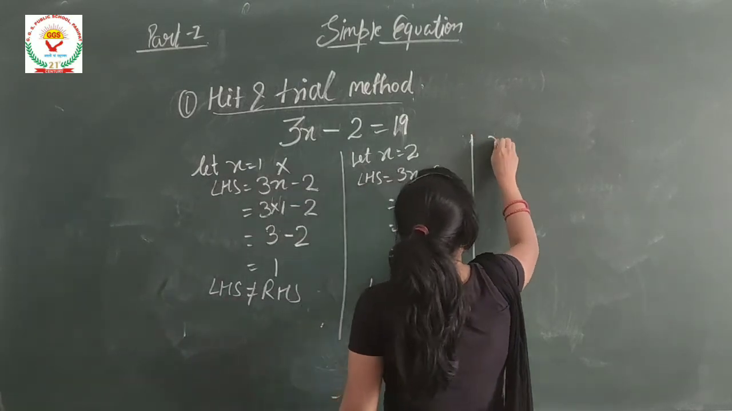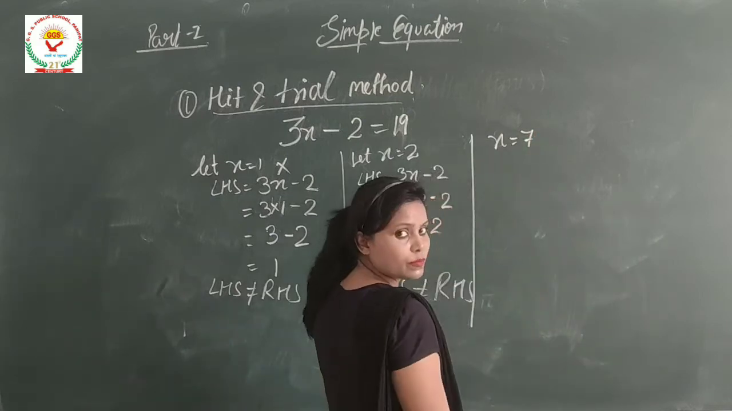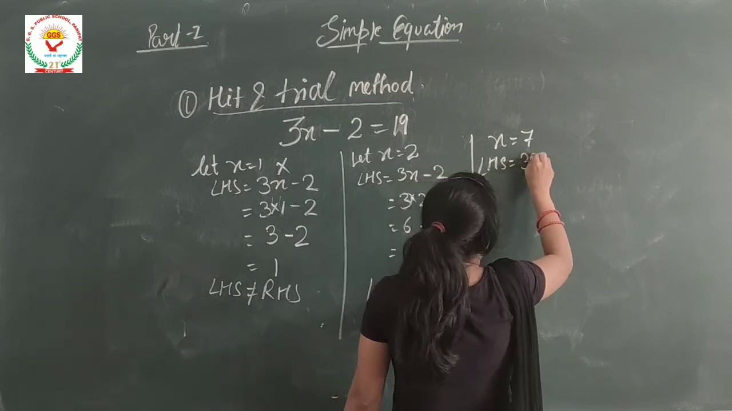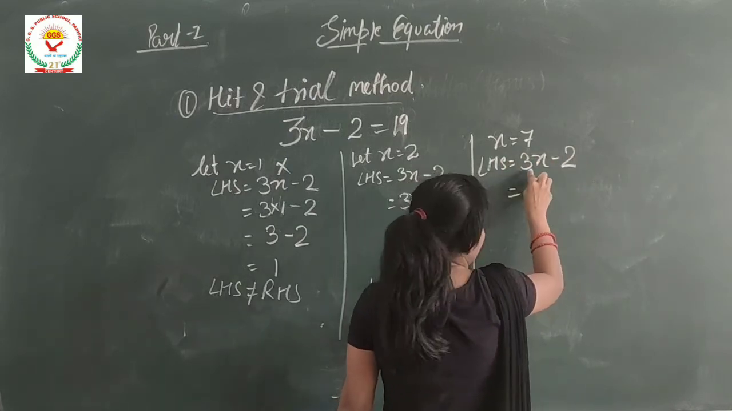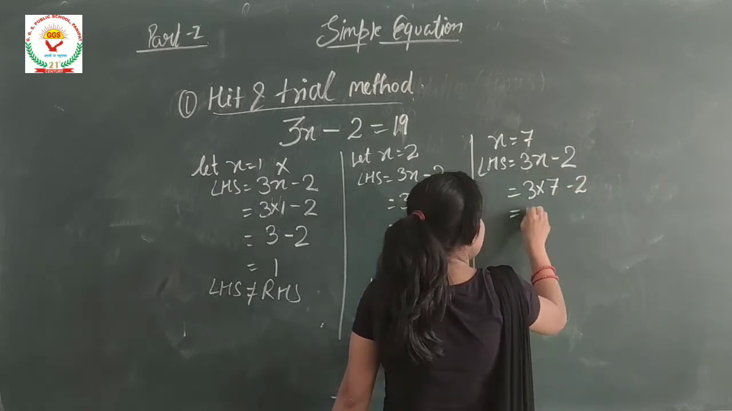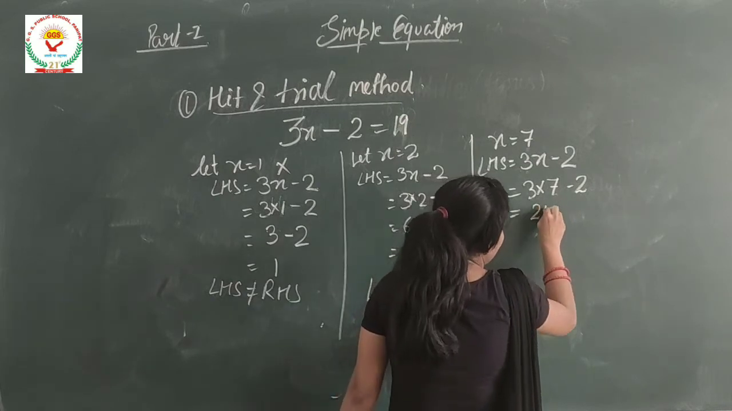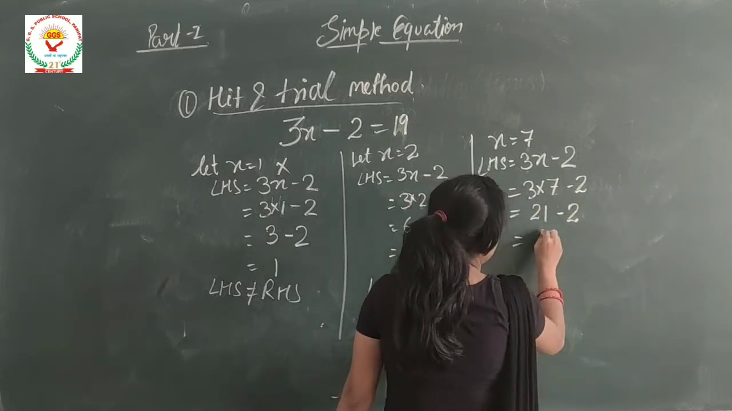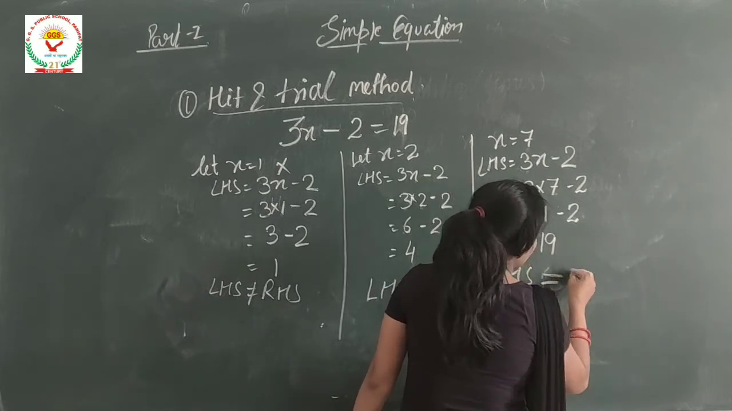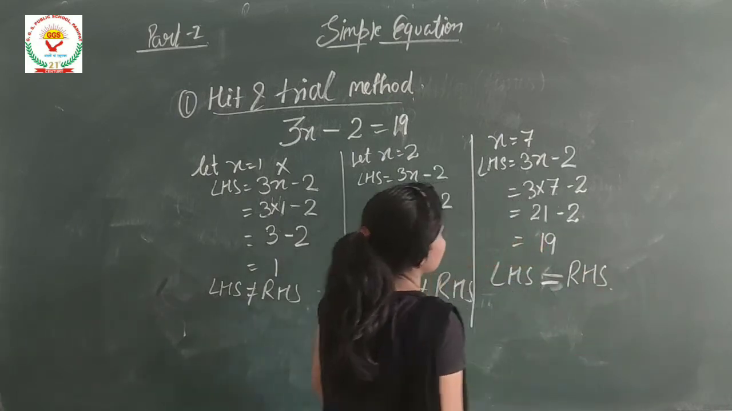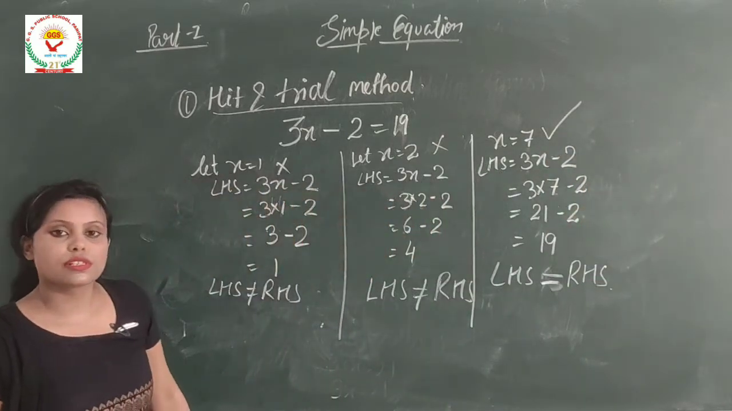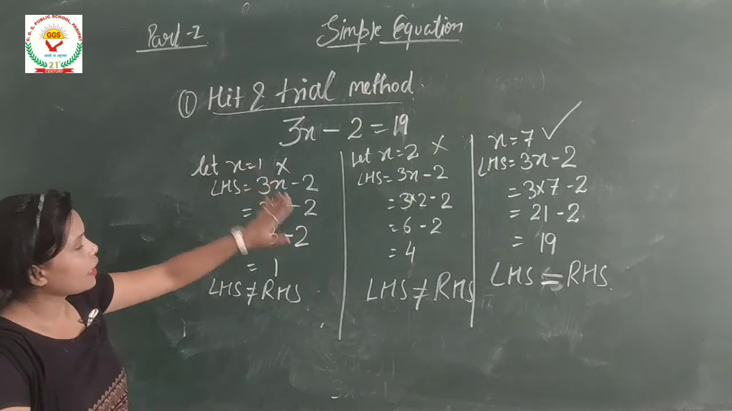If I take x is equal to 7, LHS 3x minus 2. So in the place of x we will write 7, minus 2. 3 7s are 21 minus 2. We will get 19. That is LHS is equal to RHS. So we get that x is equal to 7 here. So this is the hit and trial method.